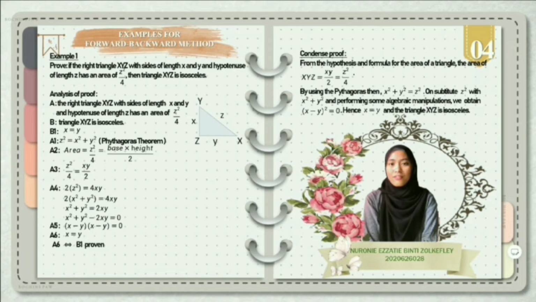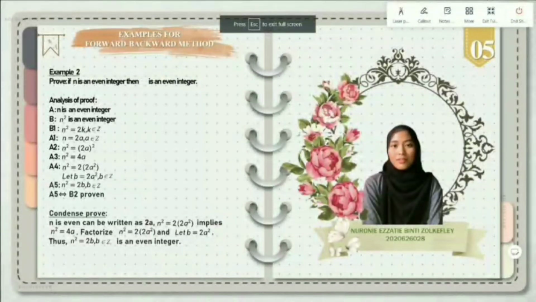The forward process. First, how can I show that two real numbers are equal? Second, show that the difference of those two real numbers is equal to 0. Third, show that x minus y equals 0. And then we can do the condensed proof. Condensed proof is an explanation from the analysis of proof. For example number 2, apply the same steps as number 1 and write the condensed proof.